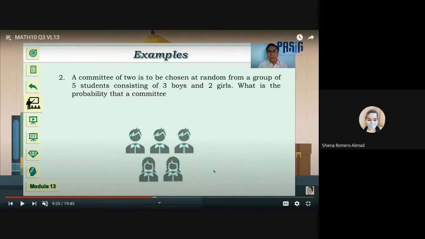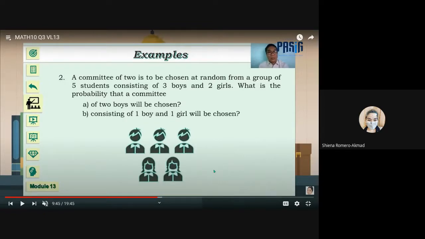Next, number 2. A committee of 2 is to be chosen at random from a group of 5 students consisting of 3 boys and 2 girls. What is the probability that a committee is composed of 2 boys chosen and 1 boy, 1 girl chosen?